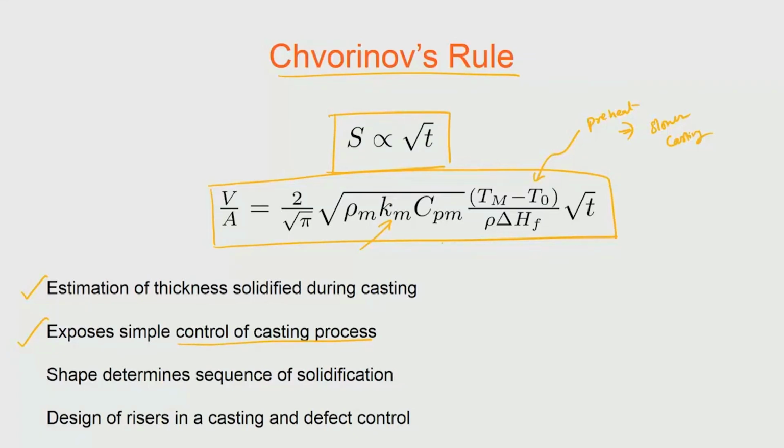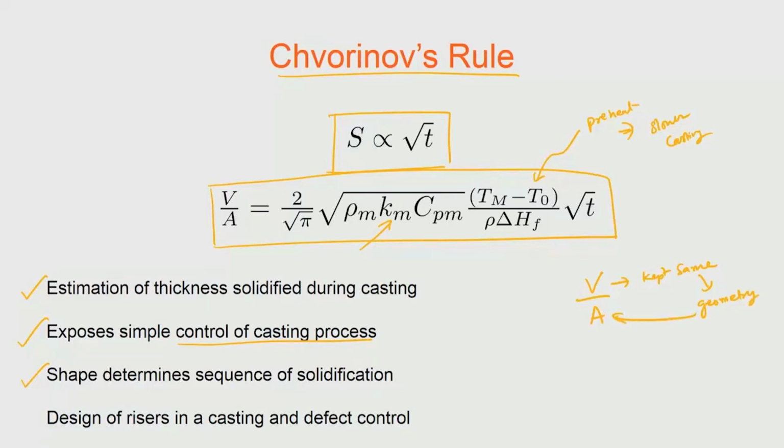You also see that from this expression, we also know the shape determines the sequence of solidification. What do we mean by that? On the left hand side, we have got V by A. So, let us say the volume is kept same, and then you see that when you change the geometry, it changes the A.